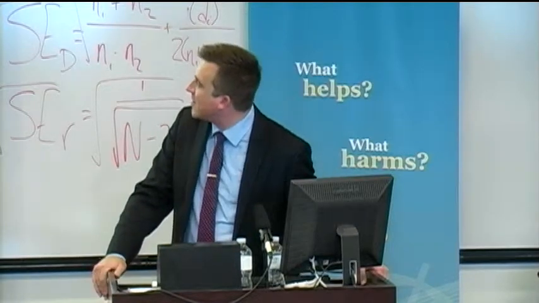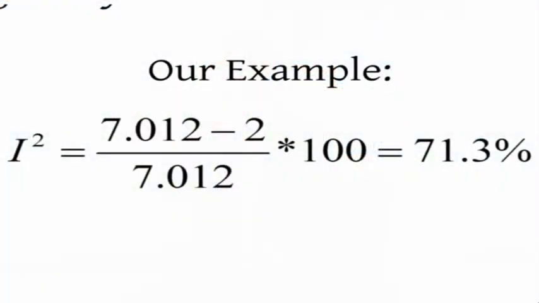It's fairly easy to calculate. So our three studies had substantial heterogeneity. So we're in the sweet spot of substantial heterogeneity, with 71.3%.